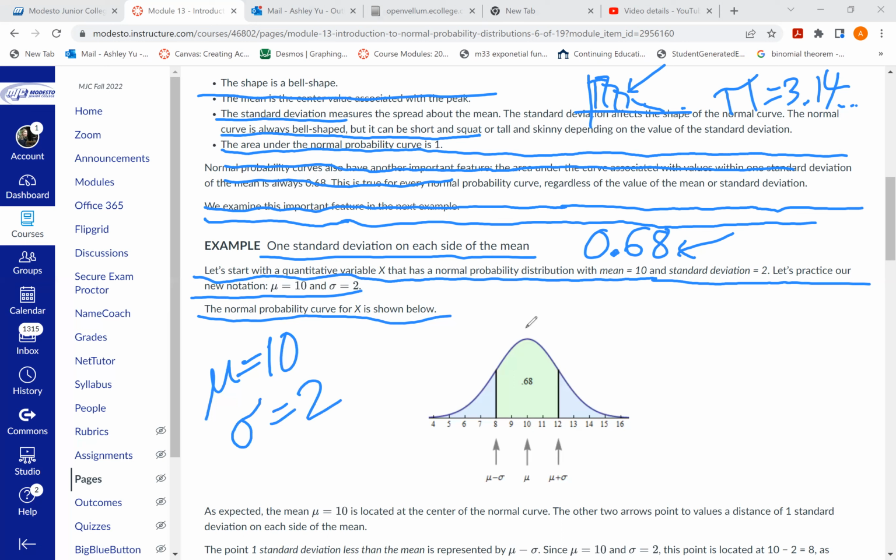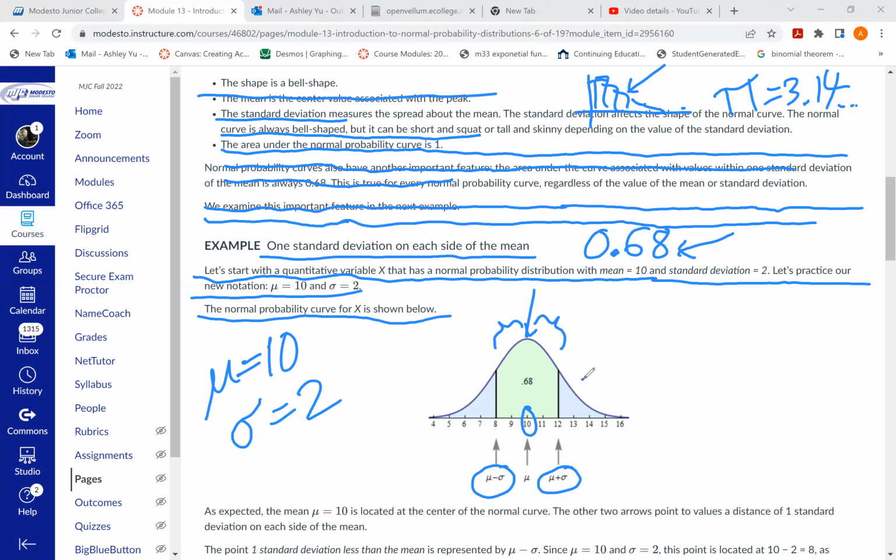So 10 is the middle, the highest, the peak. 2 units left of that, 2 units right of that. If you make a line down, the area beneath the curve between those 2 points, 8 and 12, which is the mean minus the standard deviation, in other words 10 minus 2, all the way to the mean plus the standard deviation, so 10 plus 2, will always be 0.68.